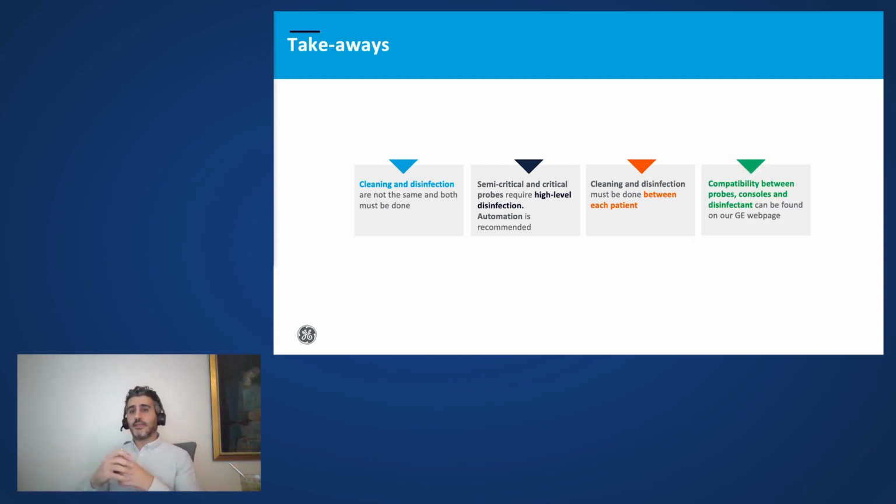The fourth one is the compatibility of the chemical you're using for disinfecting the probes. Make sure it's compatible with the probes, it's compatible with the console. And we can do that. We at GE Healthcare are providing our customers with the web page where they can check for their probe model and then get the list of all the chemicals that are compatible with the probe and the console.